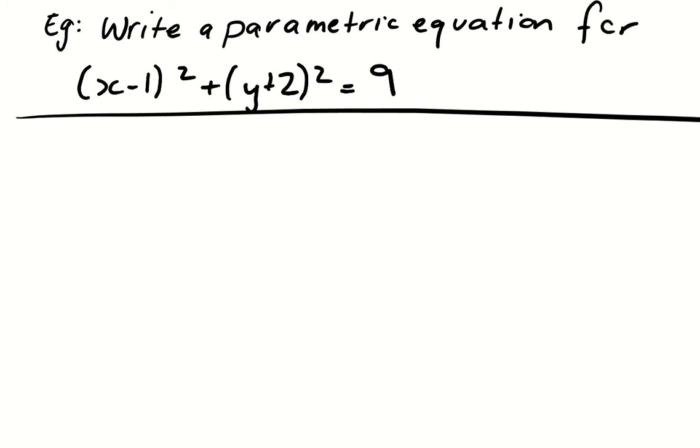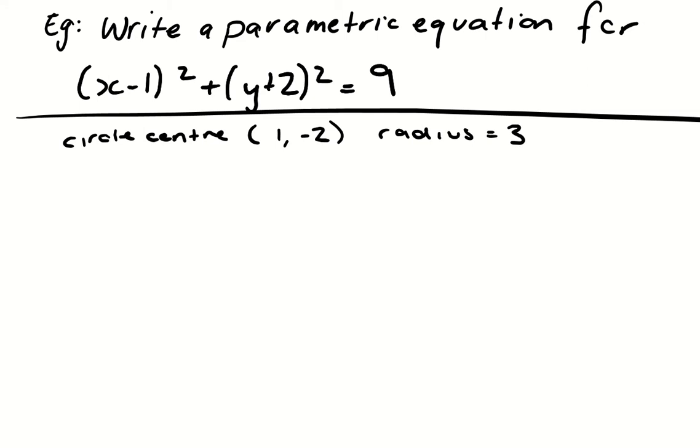Okay, so we have to write a parametric equation for this. It hasn't mentioned what it is, but it's clear that it is a circle. The first thing I'm going to write down is that I know the center of my circle is going to be (1, -2), and my radius is 3.